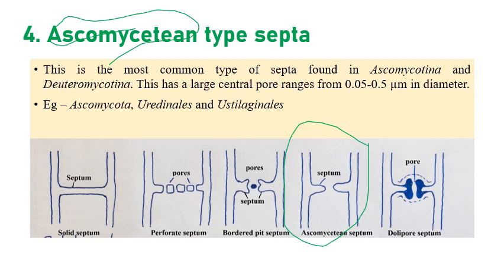Here a large central pore is present. We can clearly see the large central pore, with a size ranging from 0.05 to 0.5 micrometer in diameter. Sometimes this kind of septa may close, to prevent extra flowing of cytoplasmic material. All kinds of septa possess some kind of function, which I will tell you at the end. This Ascomycetous septa can be observed in Ascomycota and a few members of Mycology like Uredinales and Histologinales.